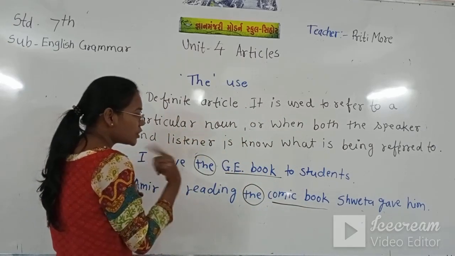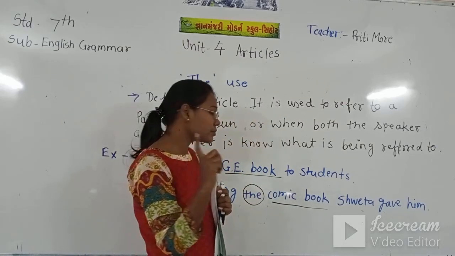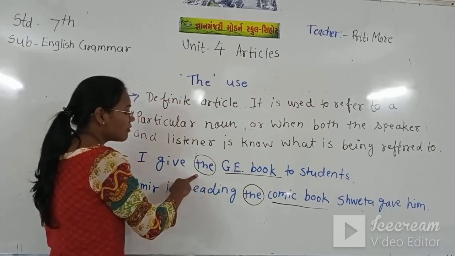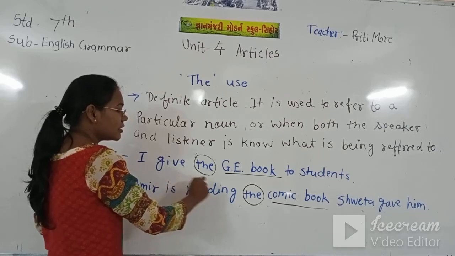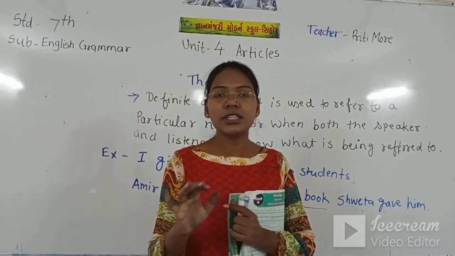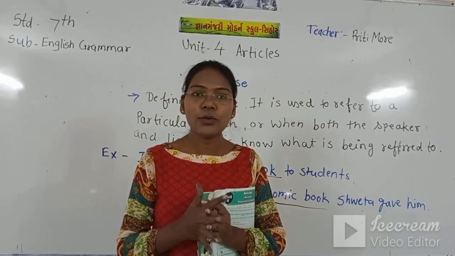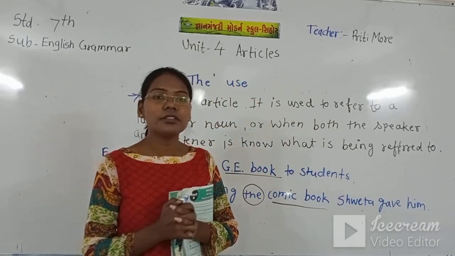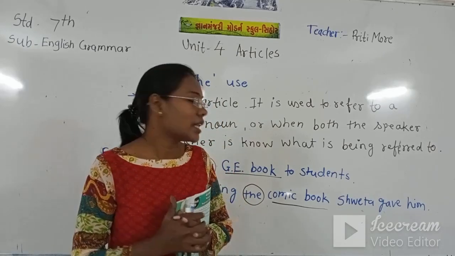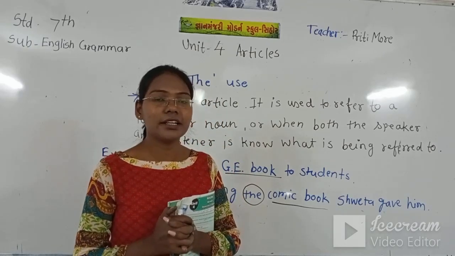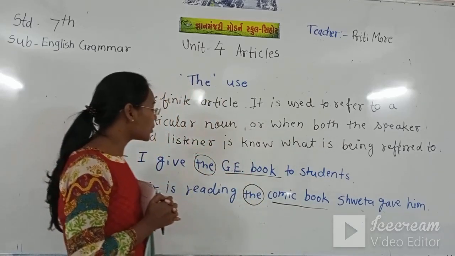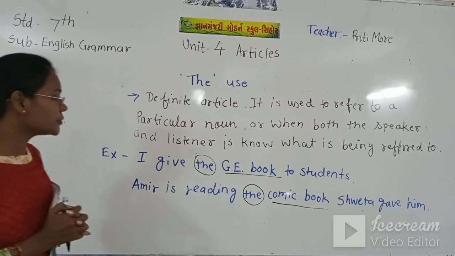Even I and the student, we both knew about the GE book. That's why before GE book, which article have I written here? The. That means when we are confirmed about the thing, when we know about any particular noun or any particular thing, that time we use the article the, and the is the definite article. Please note this down in your notebook.